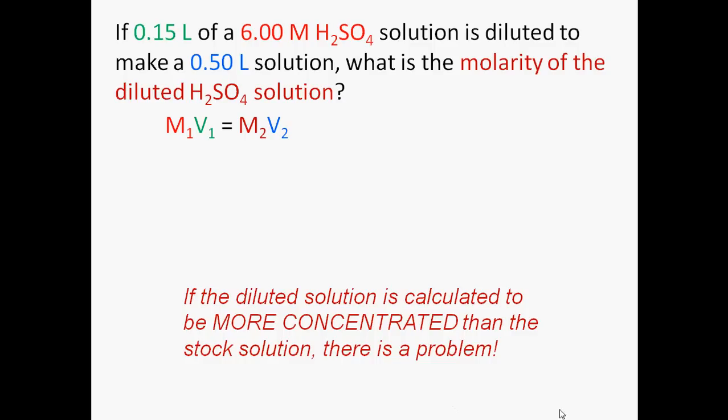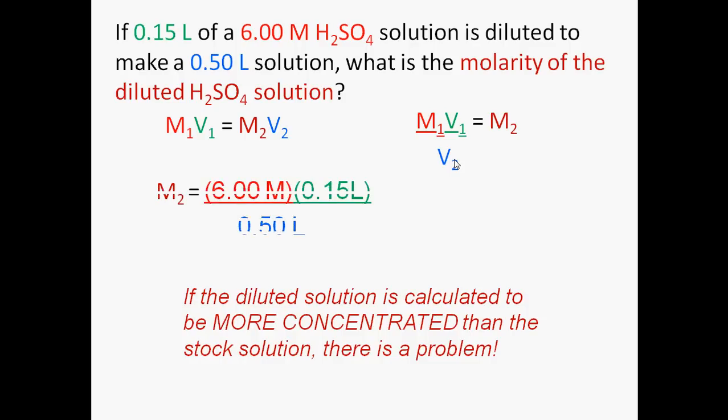Now what the question is asking me for is the molarity of my new solution, so that means I'm solving for M2 in this case. So I rearrange the equation to solve for M2 by dividing both sides by V2, and now I just plug everything in. Okay, so I start with M1 and V1. Those are the qualities of my concentrated solution that I'm starting with, and then divide by the new volume of my dilute solution. And I determine that the molarity of this new solution is 1.8 molar.